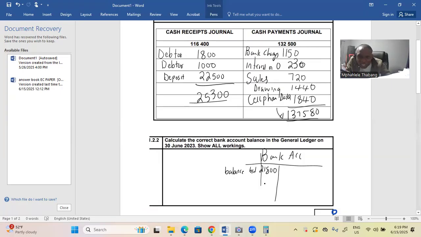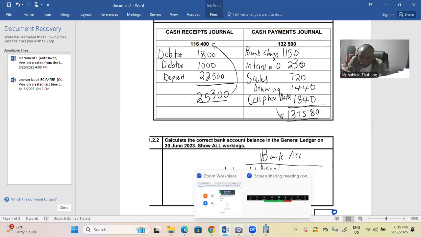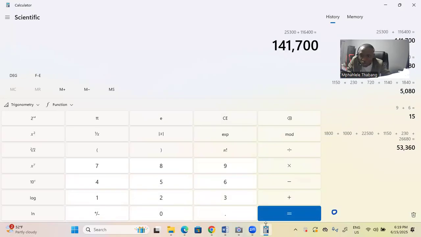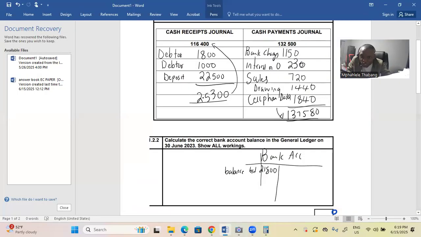What about the cash receipt journal? I think I also forgot to add 116,400. So I will say 25,300 plus 116,400. It should be 141,700. So this is my cash receipt journal.